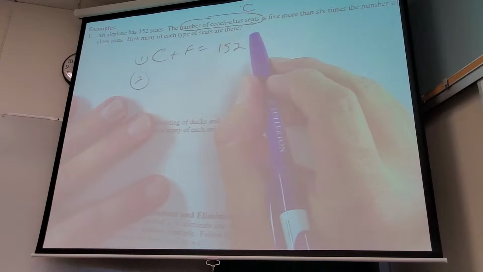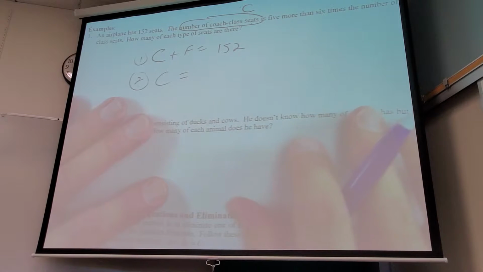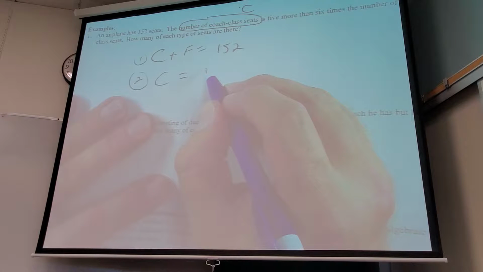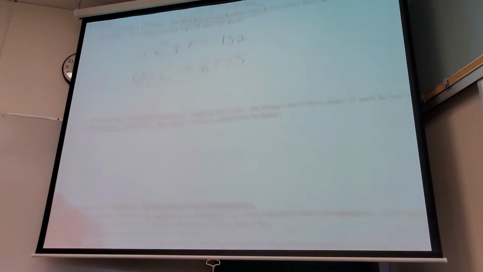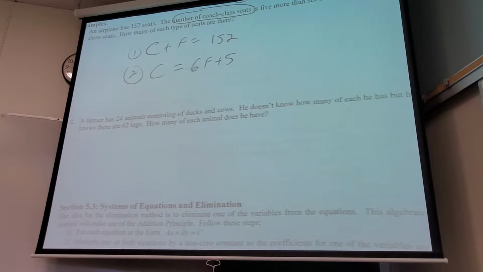The number of coach class, C, is 5 more than 6 times F. 5 plus 6F. Either way, it doesn't matter. You can add in whatever order you want. All right, let me stop there for a second. We would have seen this problem earlier this semester. We would have just used one variable to solve it. But now we have expanded our knowledge base, and we can go like this.